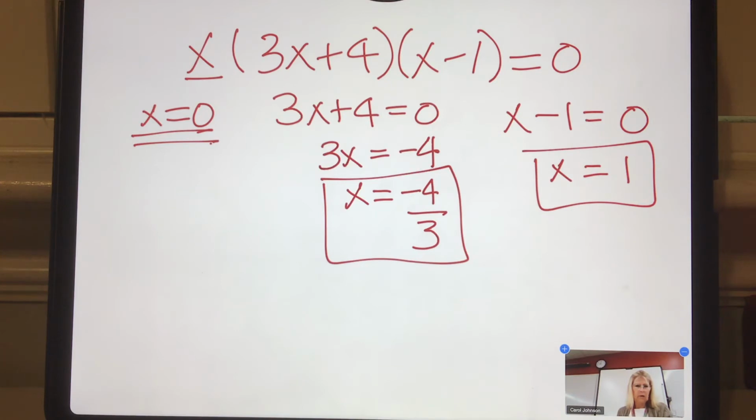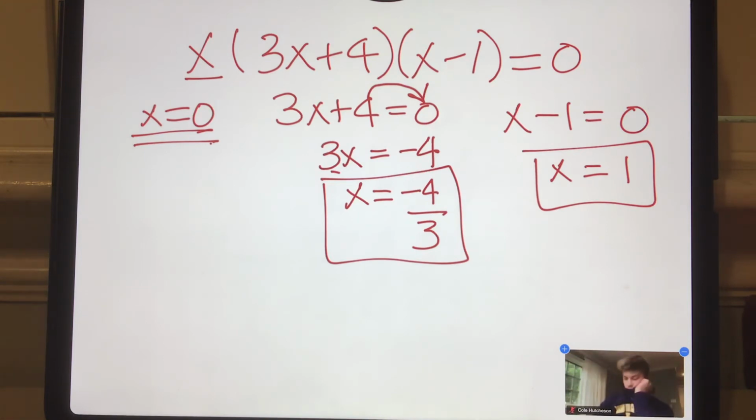Any questions? Can you explain how you got negative 4/3 again? I pull the 4 to the other side because you're trying to isolate the x. So I subtract the 4 over and then I divide it by 3. Does that make sense? Yeah, that makes sense.